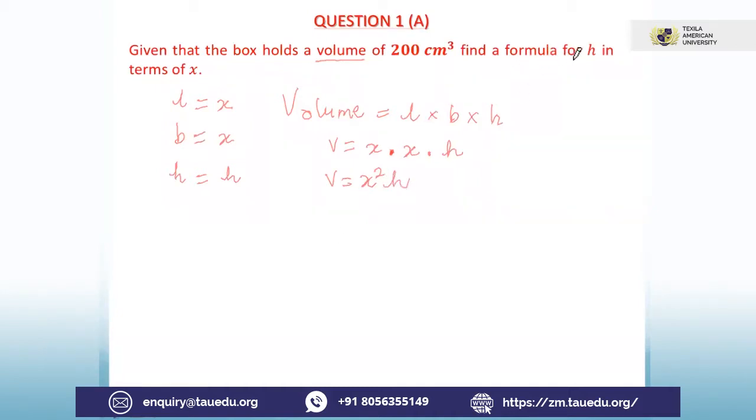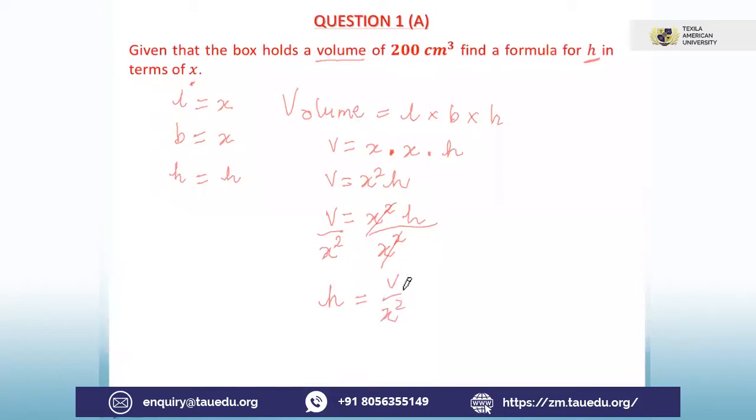But the question says, find the formula for h in terms of x. When the question says find the formula for h, it means make h the subject of the formula. If it says in terms of x, it means that in the solution there must be an x, not in numerical form. All right, don't panic. So I'll have x squared times h. Because we want to make h the subject of the formula, I have to divide both sides of the equation by x squared. What I'm trying to do is find the inverse operation of multiplication by x squared. So if we divide x squared by x squared, what is left is h. So I can say my h is equal to V over x squared.